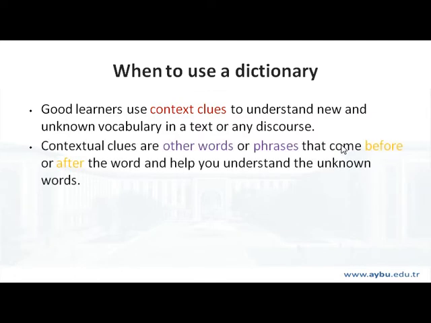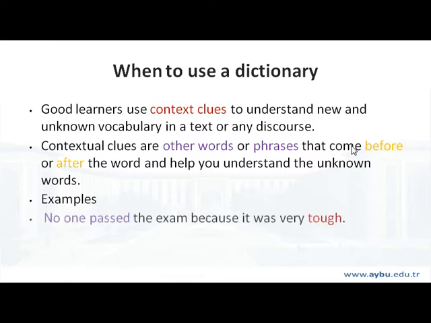Let's look at an example and let's check what contextual clues are. Contextual clues are other words or phrases that come before or after the word and help you understand the unknown words. I wrote two examples here.